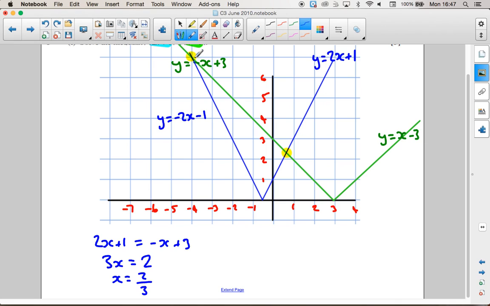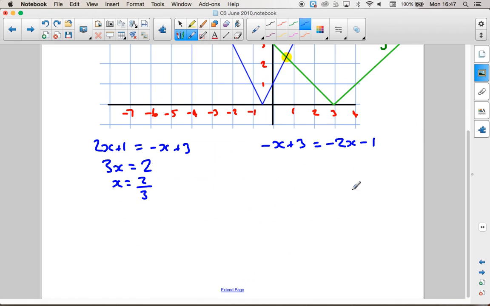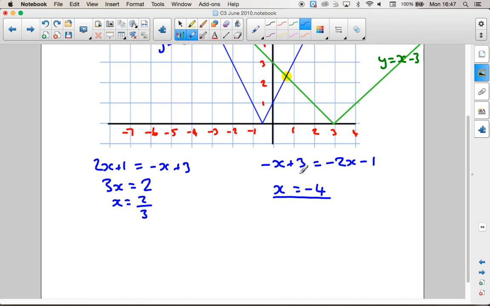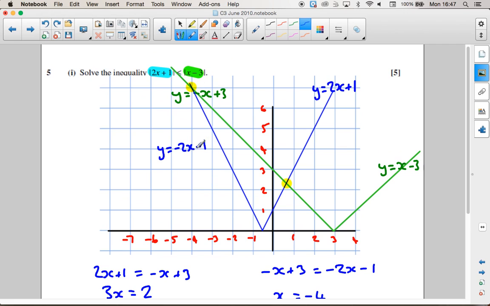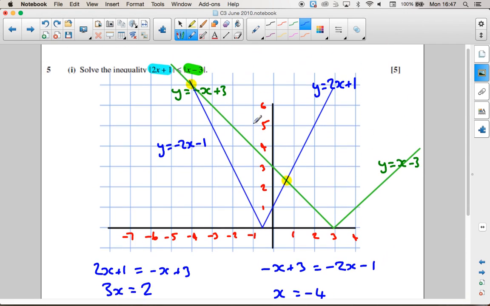So I'm happy with that. And this second point here comes from when minus x plus 3 meets minus 2x minus 1. So if I add these two x's on, that gives me an x. Take away the 3, that gives me x equals -4. And again, because I drew it nice and accurately, we can see that that -4 is bang on correct.